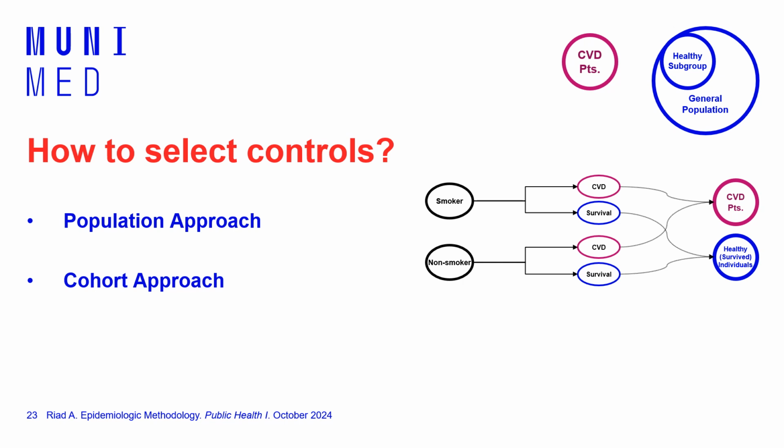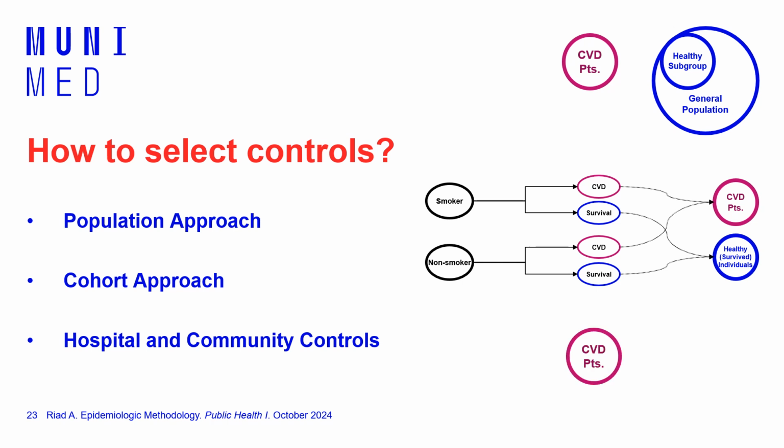So this is an easy way for making case control studies, and it's called a nested case control study. Very soon I will explain it in more detail. Then we have another approach for finding controls, which are called the hospital or community controls.